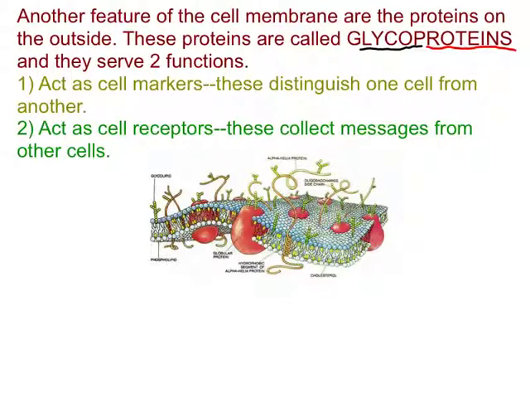Okay, so there are other types of proteins in here, as you can see. We talked about channel proteins. For Bio-11, channel proteins and glycoproteins are the only two you need to know. For AP Bio, you'll learn about all the different ones. But for Bio-11, the glycoproteins and the channel proteins are the two main ones you need to know.